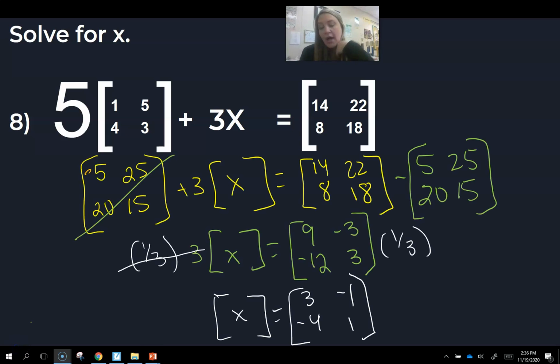All right, your answer matrix here should be the matrix 3, negative 1, negative 4, and 1. So again, multiply my first matrix by 5. Subtracted that matrix over, that's in the green. I'm left with 3 times my missing matrix equals something else. So I'm going to multiply by 1/3, which is the same thing as dividing by 3. Okay, so I divided 3 from both sides. So I divided each piece of my matrix by 3 to get the answer 3, negative 1, negative 4, and positive 1.